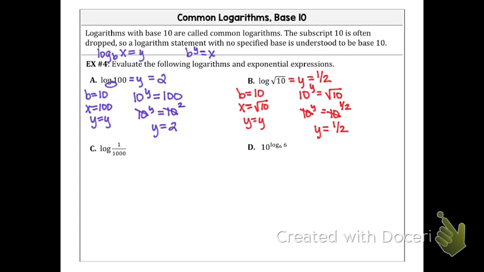We're in log form, so I'm going to put equals y. My base, it's not written, it says log, so it's base 10. My x is that fraction, and my y is what we're looking for. So b to the y equals my x.